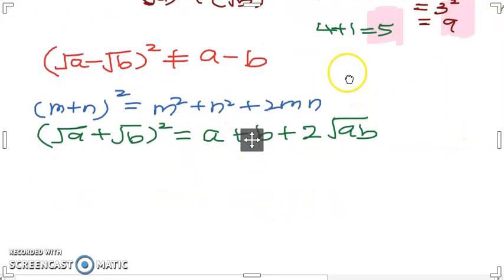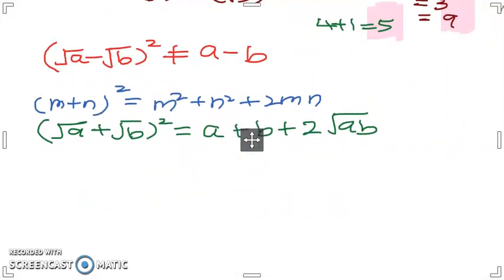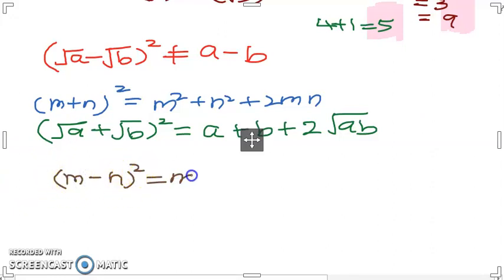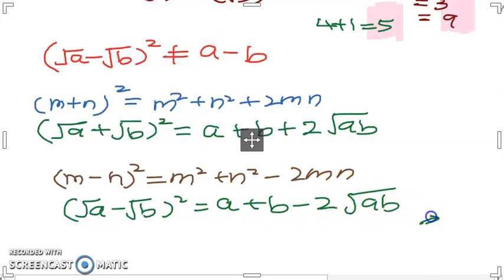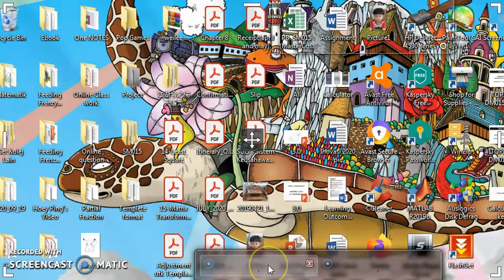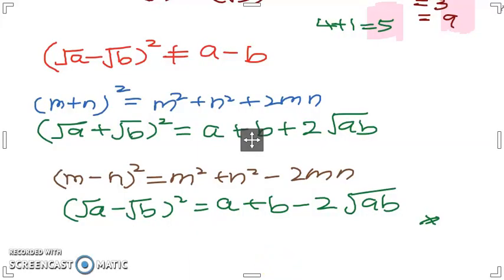On the other hand, for the other case, I need to consider m minus n squared, which is m squared plus n squared minus 2mn. So for square root of a minus square root of b squared, the answer is a plus b minus 2 square root of ab. And this expansion, again, is important to take notes of for the next chapter, chapter 2, for its calculations to solve equations of surds.